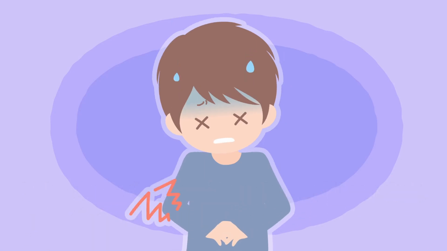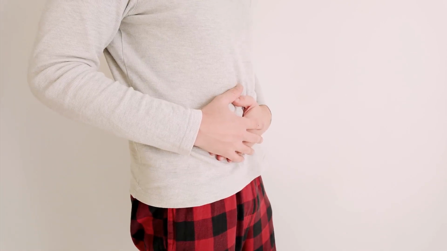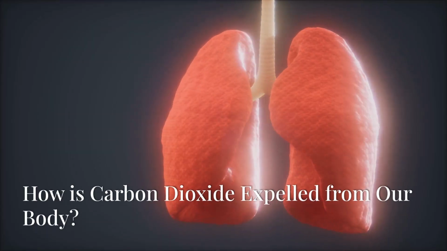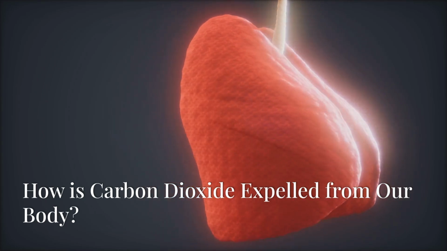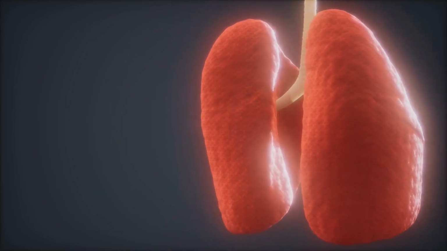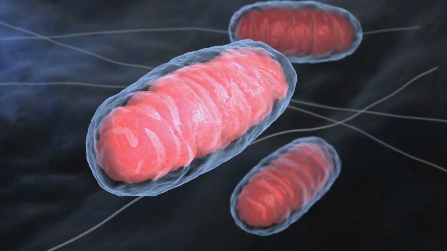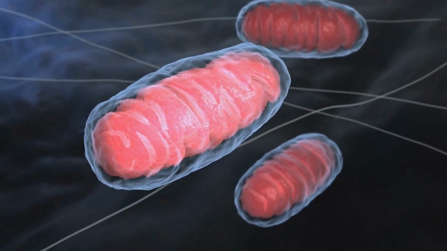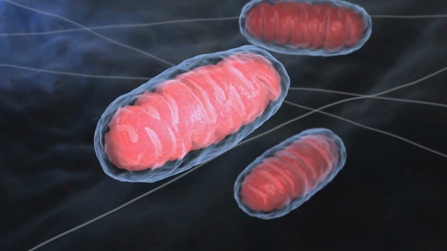Why does gas buildup occur when salt is deficient? Well, let's dive into the details and understand the science behind it. How is carbon dioxide expelled from our body? Our body continuously produces carbon dioxide through the metabolic breakdown of carbohydrates, proteins, and fats in the mitochondria.